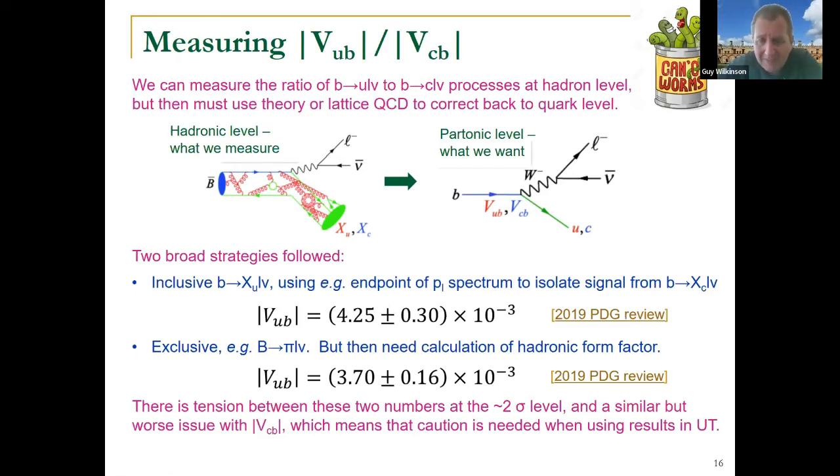Now, these measurements are dominated by the B factories, so I shouldn't say very much more about them, only to say that they are somewhat discrepant at the 2 sigma level. That's not so bad, it used to be worse, but they are normalized by similar measurements of VCB, and these are even more discrepant. So there are issues here.